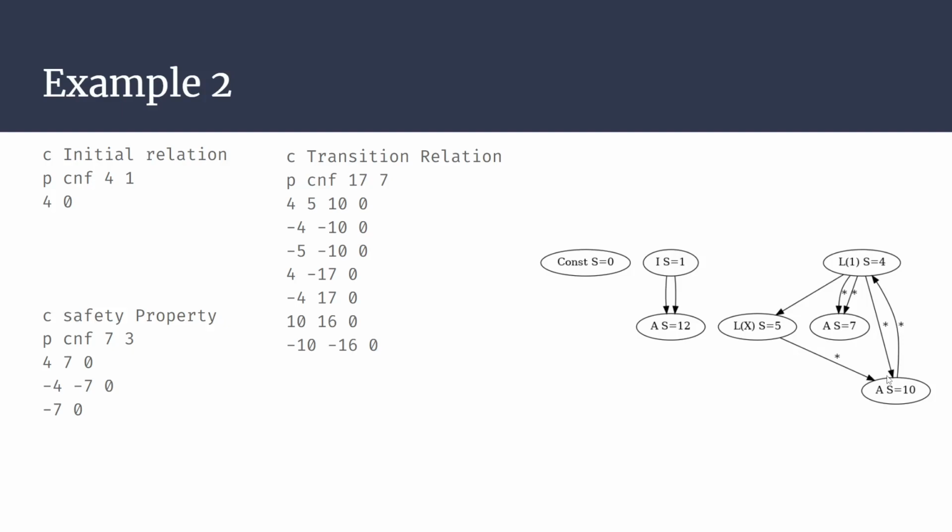And that's it. We just encoded the transition relation, we made an initial relation and a safety property, and that concludes this example. That also concludes the video.